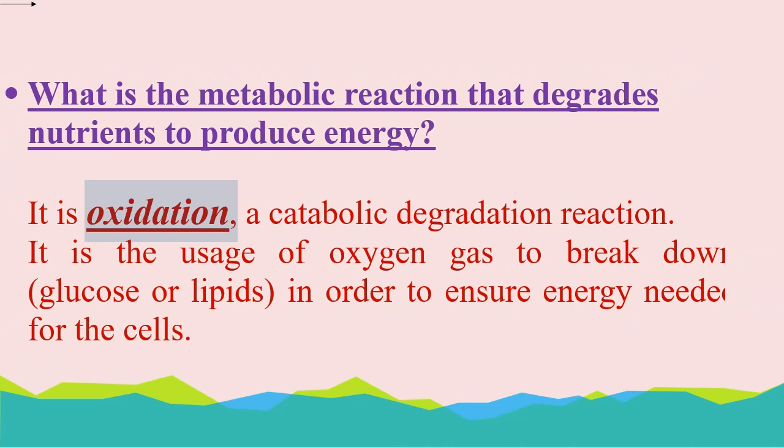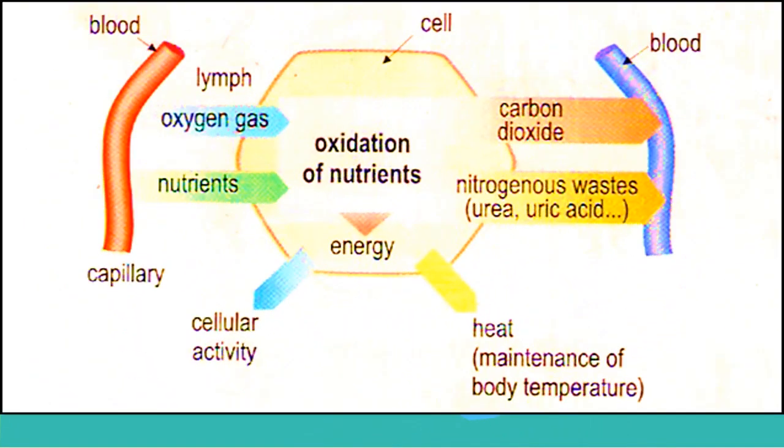Now, let's know which chemical reaction produces energy from these nutrients. It is oxidation reaction, also called catabolic or degradation reaction. It degrades nutrients in the presence of oxygen to produce energy. Oxidation reaction, here it is.